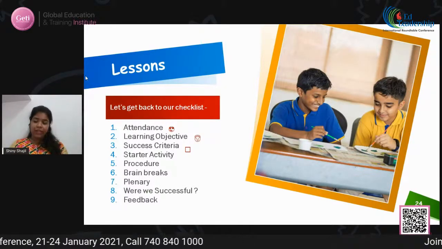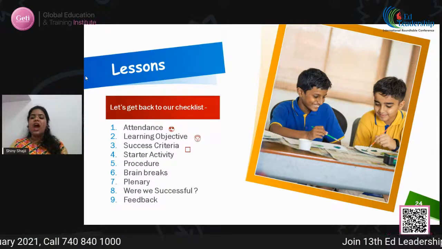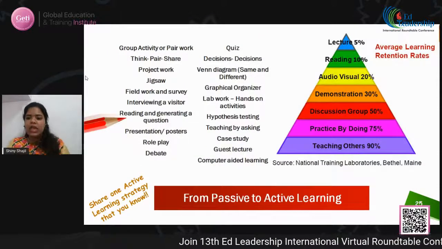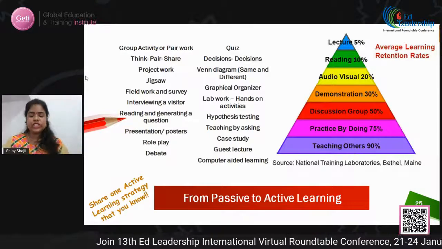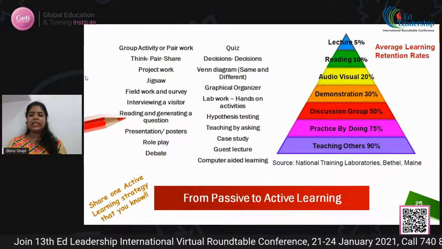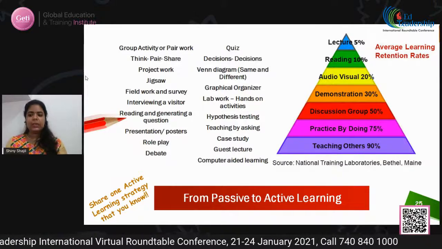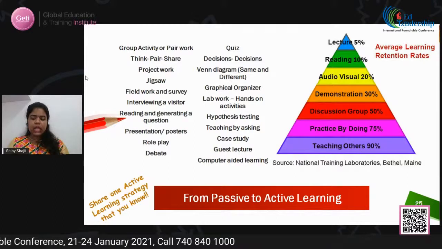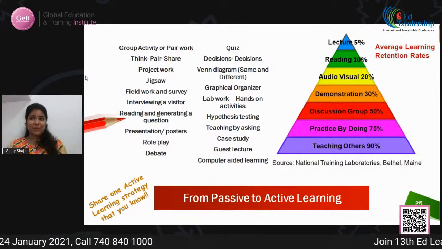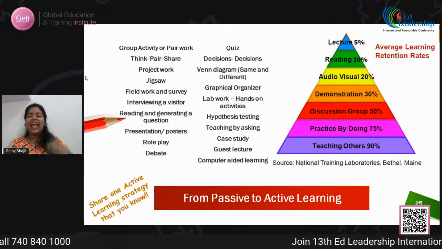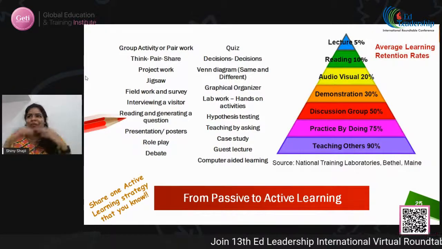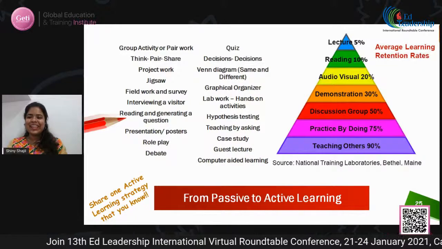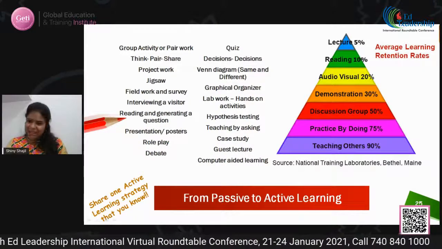Now to the main point, procedure. How are we supposed to take the sessions? It should be active learning. In this slide, I have mentioned all the different types of active learning techniques that can be applied. What is the difference between passive learning and active learning? In passive learning, like how I'm doing right now, this is a lecture session. I keep talking, the teacher keeps talking. I don't get to know what is happening on the other side. Is my audience even awake and listening to what I'm saying? So that is passive learning.